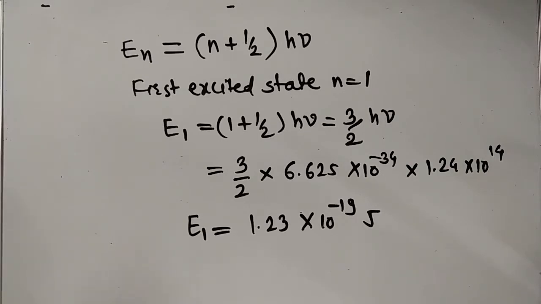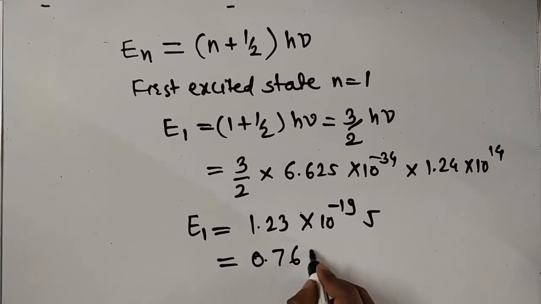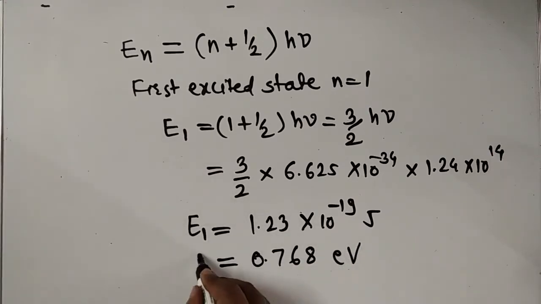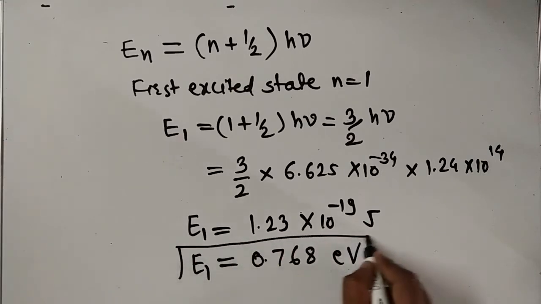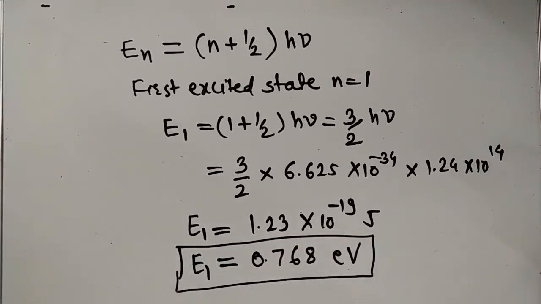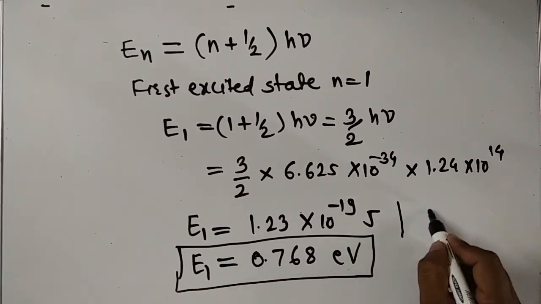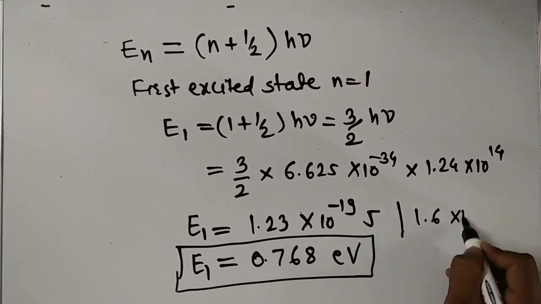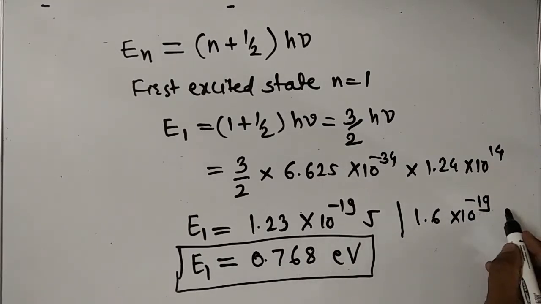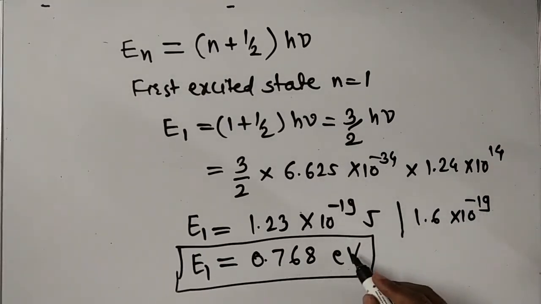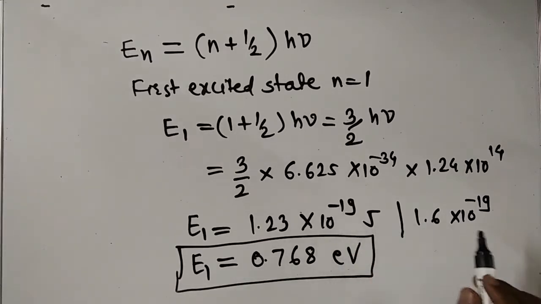So that value comes out to be 0.768 electron volt, right? You can write either in joule or electron volt, it doesn't matter. But if specifically asked to calculate in electron volt, then we have to divide this quantity by 1.6 into 10 raised to minus 19. Then it will convert into electron volt, right?